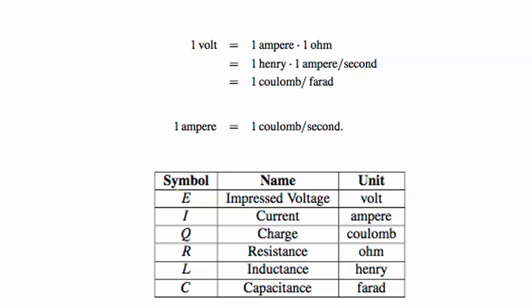Just to establish a few things on the quantities we have introduced, the impressed voltage is denoted as E of t, which has units of volts. The electrical current I of t has units of amperes. Charge is denoted with Q of t. So E of t, I of t, and Q of t are all functions of time. The charge has units of coulombs. And then remember, R, L, and C are constants. Resistance has units of ohms. Inductance has units of henries. And capacitance has units of farads.